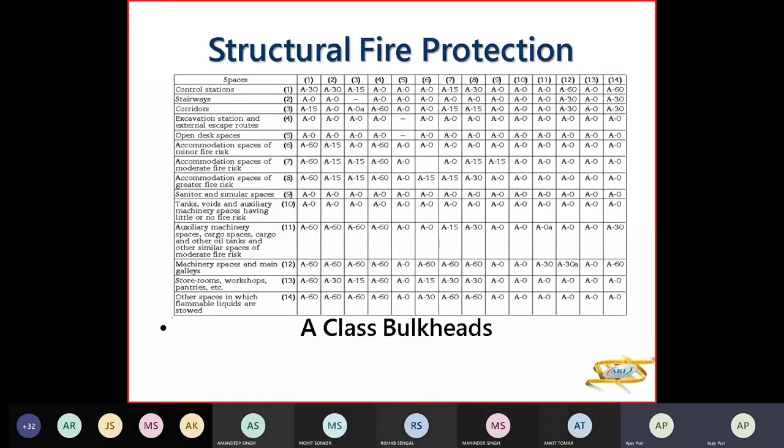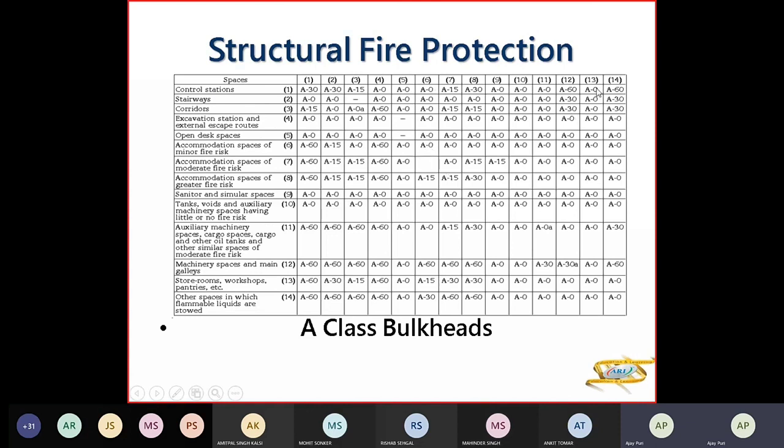Now these are your A class bulkheads. कहाँ A30 दिया है, कहीं A0 दिया है, कहीं A60 दिया है. चलो एक पॉइंट ले लेते हैं, A0 ये ले लेते हैं. So this means that control station connected with number 6, accommodation spaces of minor risk, are A0.